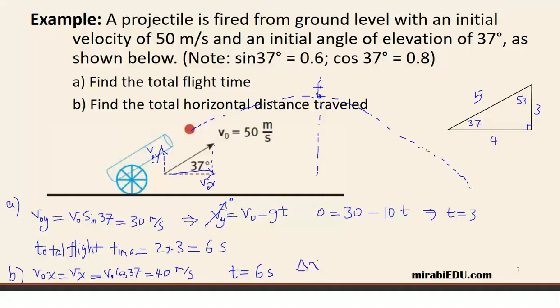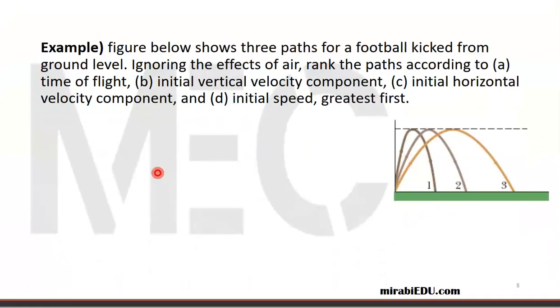Therefore, we can apply this formula and say that delta x is equal to Vt, because in constant speed motion, distance is velocity times time. Velocity is 40, time is 6, so the distance covered is 240 meters, which we can say is the range of this cannon. Let's continue and solve another example.